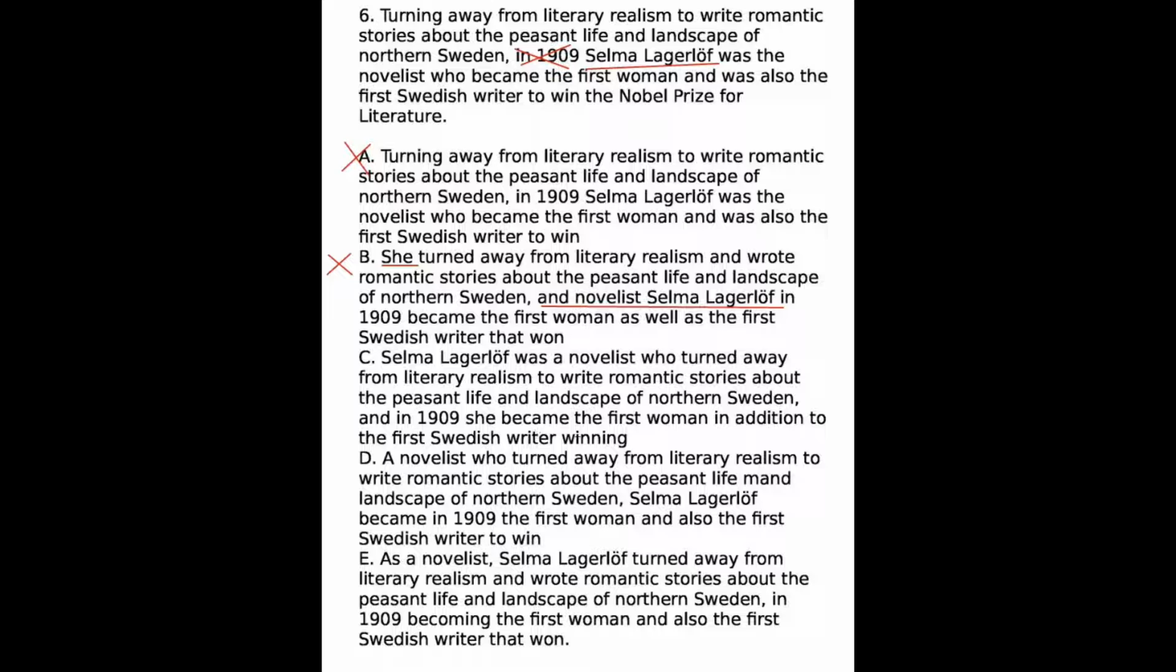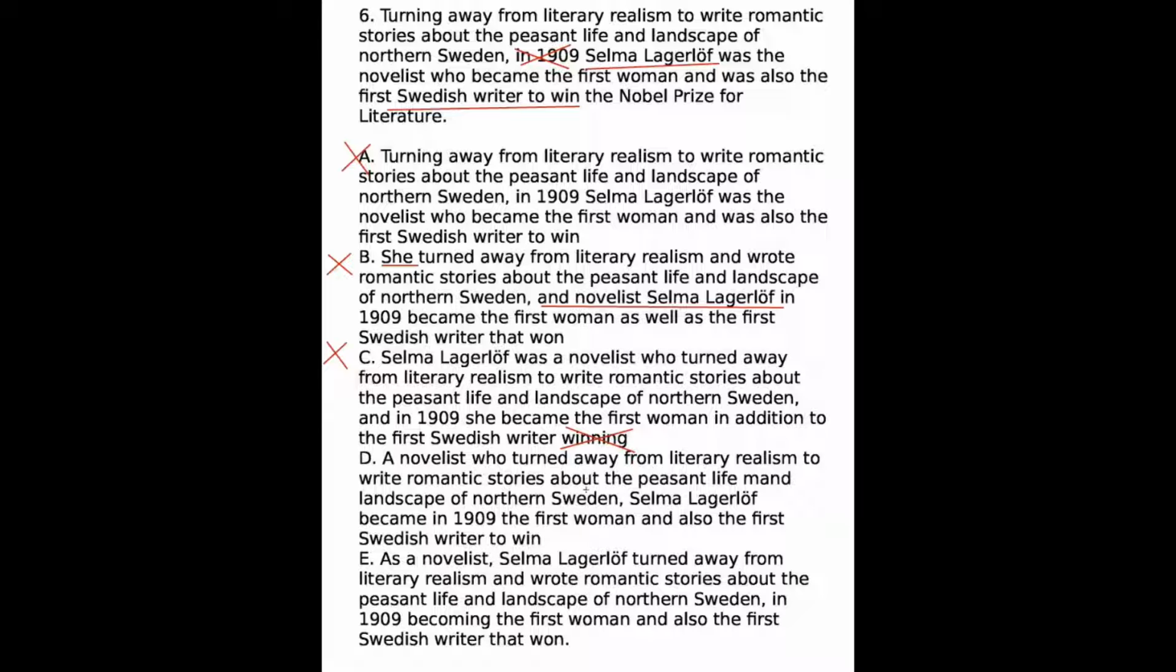And really, this would make sense if it wasn't a gerund. This would make sense if it was to win, the first Swedish writer to win the Nobel Prize for Literature, like it was in the original sentence in A. So it can't be C. Okay, we come down to D.